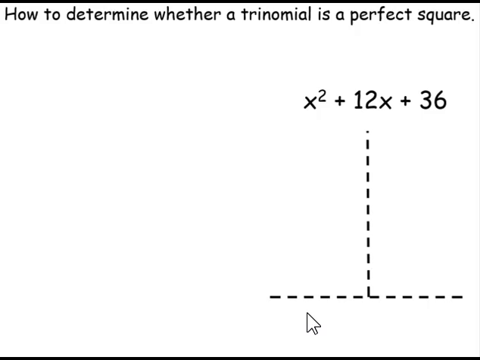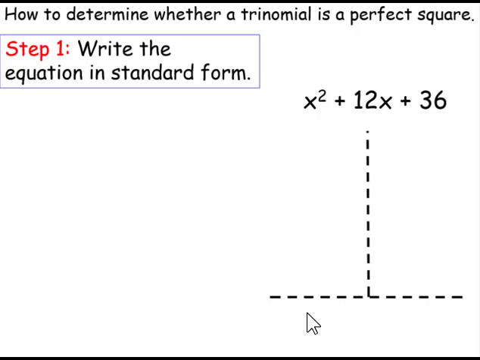If we're trying to figure out whether this is a perfect square or not, step 1 is we must try to always write it in standard form. That means descending order with respect to the exponent on the particular variable. In this case, the variable is x. We have x squared, that's a degree of 2, 12x, that's a degree of 1, and 36x to the 0 power, which is a degree of 0.